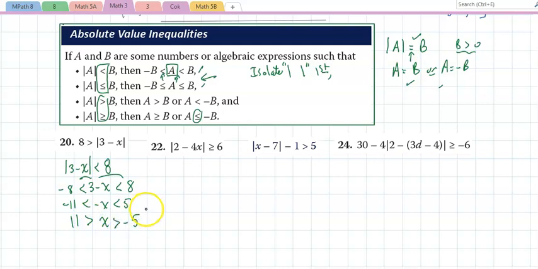Now, I forgot to mention, if somebody was to tell you, read what this says, well, that would be x is between negative 5 and 11. You wouldn't say x is greater than negative 5 and x is less than 11, which is what this is. You would say x is between negative 5 and 11.